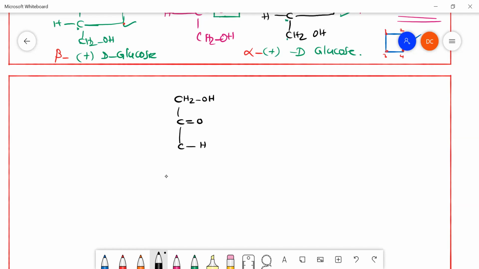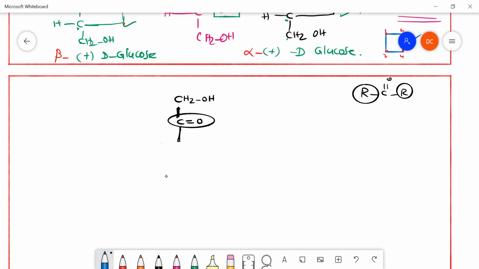Why? Because it is a ketone. The ketone is always present between two carbon atoms. That is what we recap. Within the first and third carbon, between them the ketone group is there. That's what the ketone position will be, in the second position. Okay.